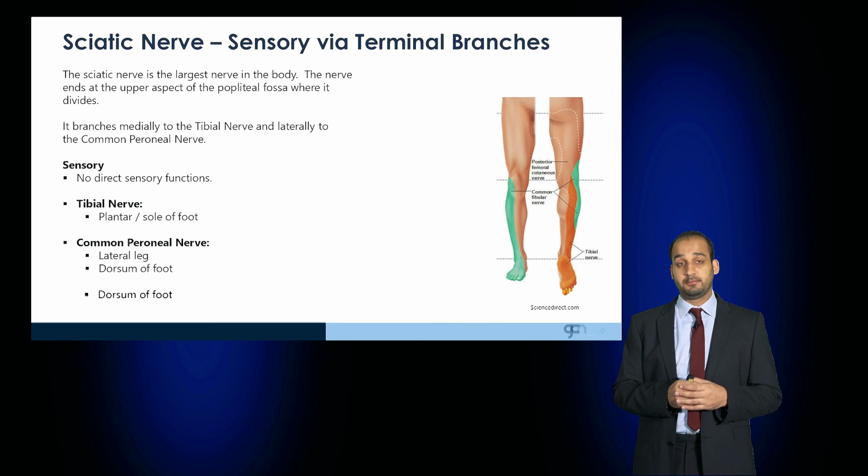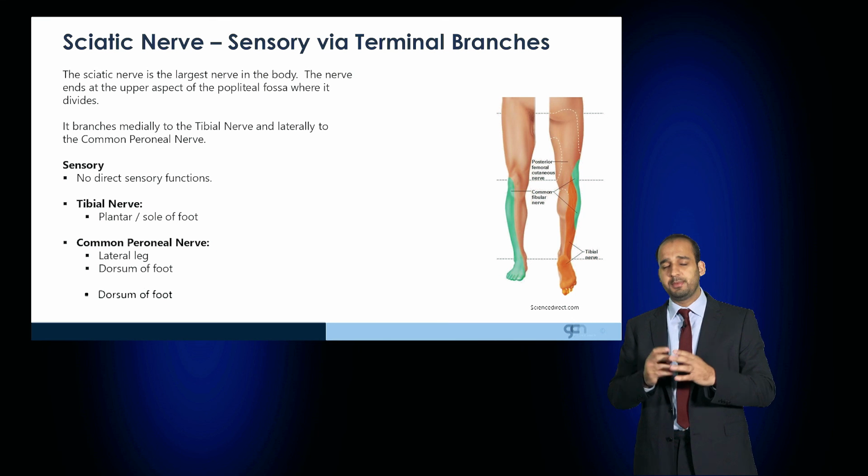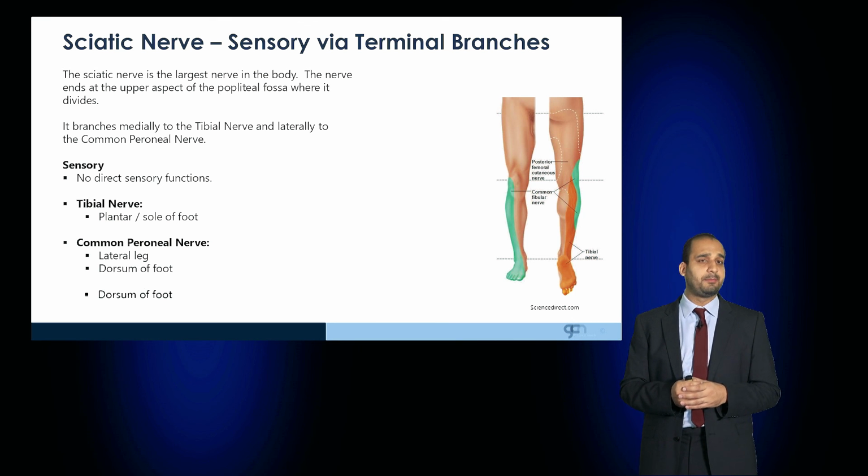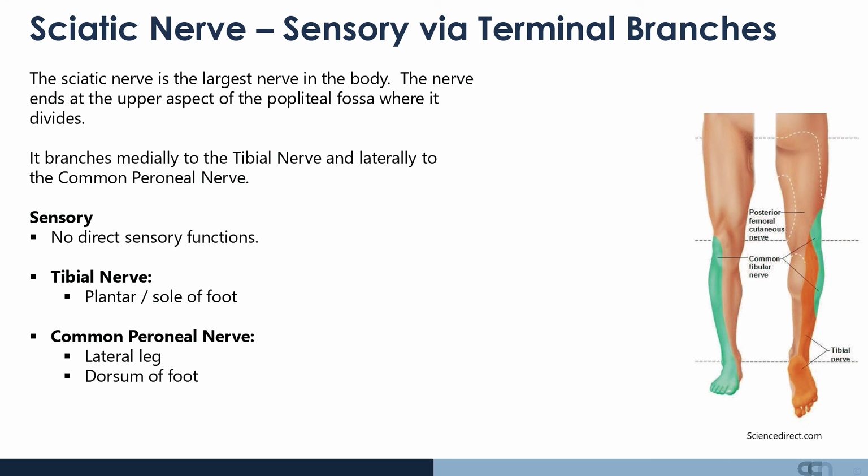Both of these nerves, the tibial nerve and the common peroneal nerve, arise from the bifurcation of the sciatic nerve. The sciatic nerve is the largest nerve in the body, and this ends at the upper aspect of the popliteal fossa where it divides. Consequently, you would expect, if this nerve is damaged, the combination of signs that affect the tibial nerve and the common peroneal nerve.